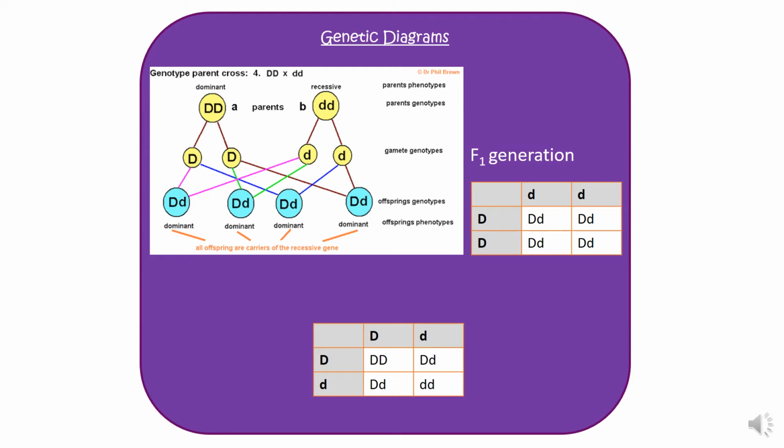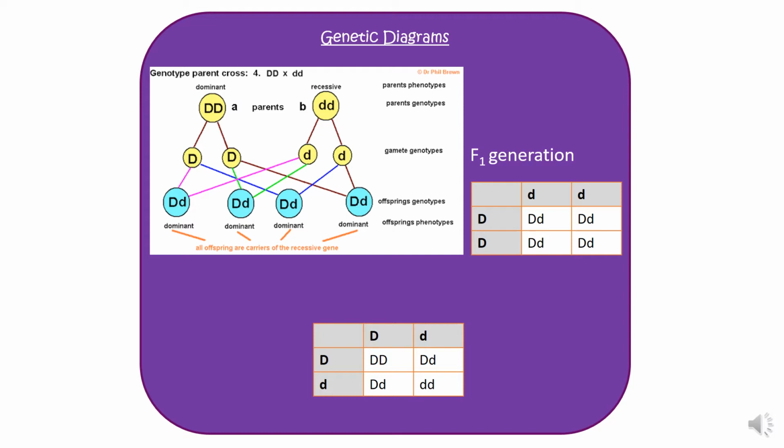Now, you should have an understanding of this from GCSE already, and this should all be recap of GCSE, apart from maybe the way that this diagram is drawn, but these Punnett squares certainly should be a recap for you. So in this genetic diagram, we've got the parents. We've got parent A and parent B. Now, parent A has two dominant D alleles, and parent B has two recessive d alleles.